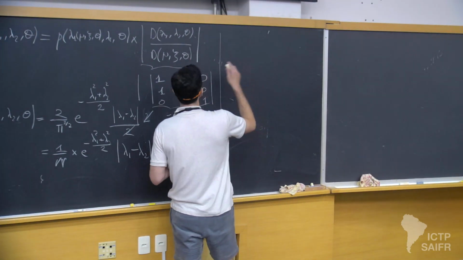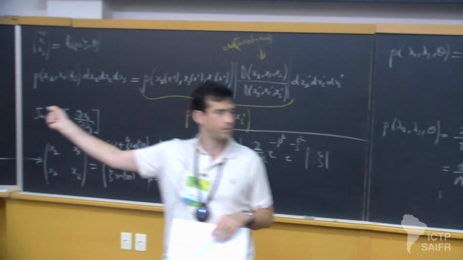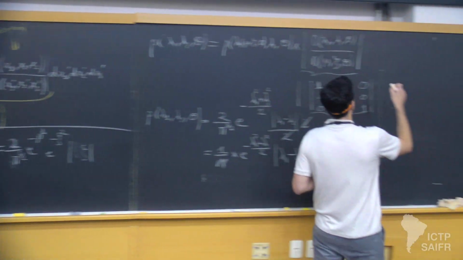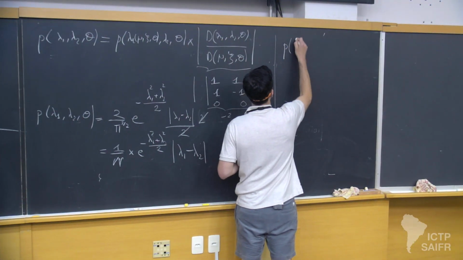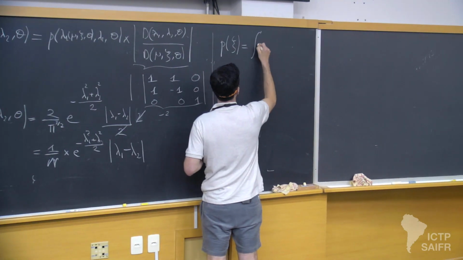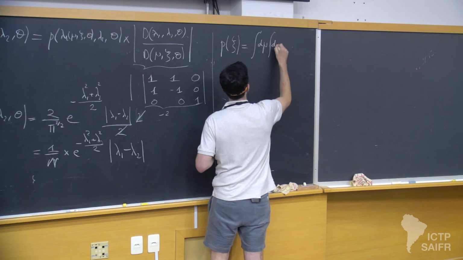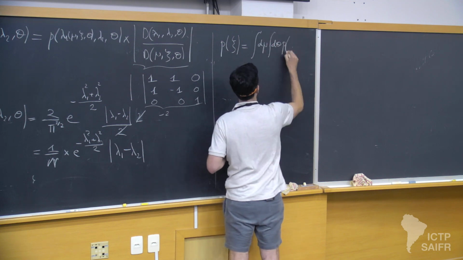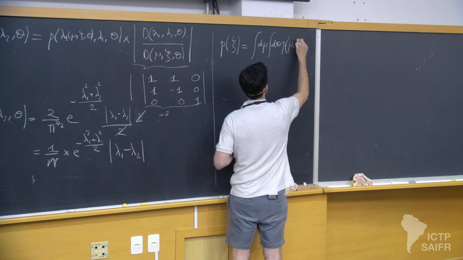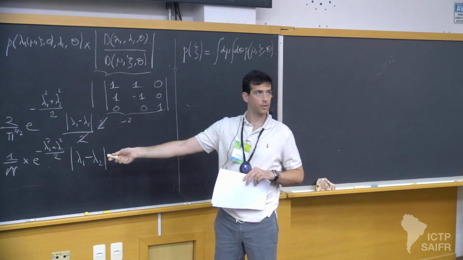To talk about the spacing, it seems natural to try to get the probability distribution of psi, which I define. So what I want is to compute the probability of psi, which is equal to the integral over mu, integral over theta, of the joint probability distribution of mu, psi, and theta. This is what I wrote here.